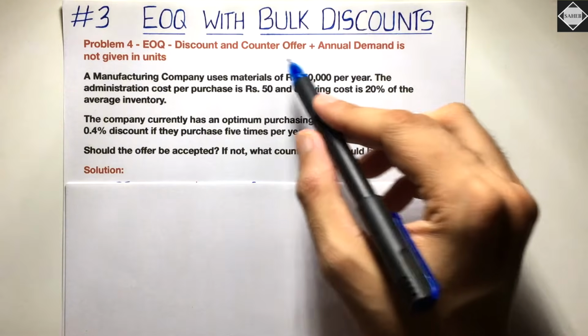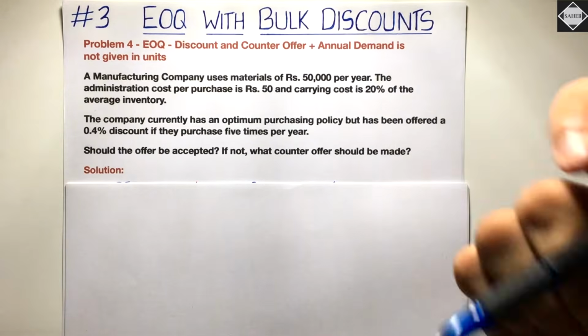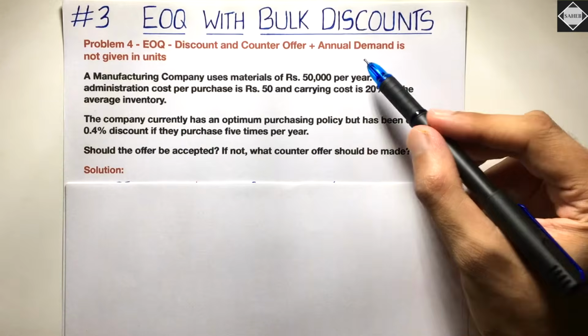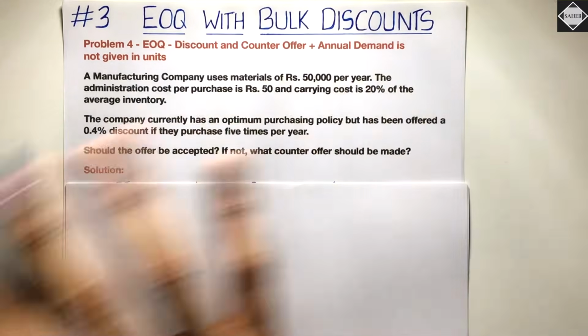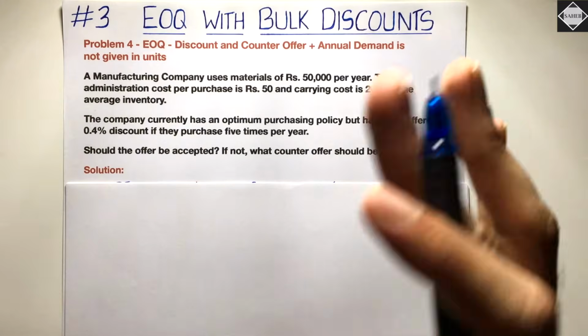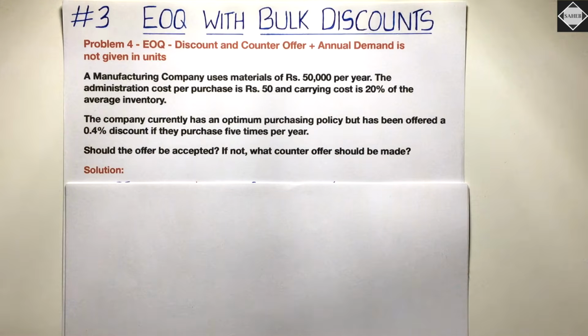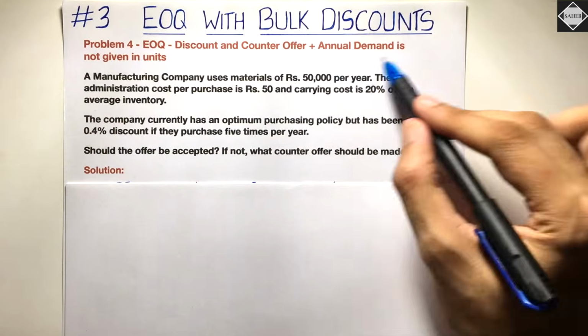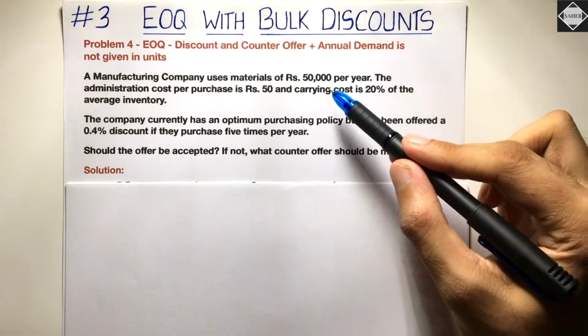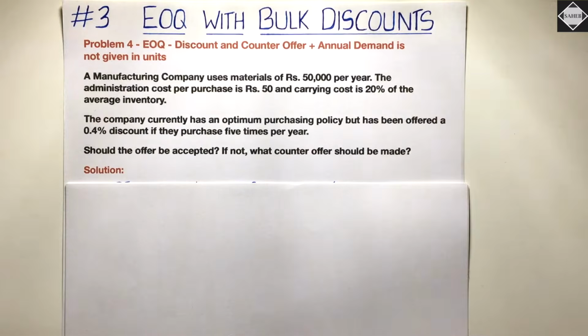And then here the most confusing thing is that the annual demand, annual consumption also we call it, is not given in units, and also the purchase price is not given. So here it's very difficult for the calculation. So we have to see how we solve an EOQ problem when annual demand is not given in units but it is given in rupees. See here, 50,000 rupees. Okay, so we are going to see this. Let's just read the question first and understand the question now.